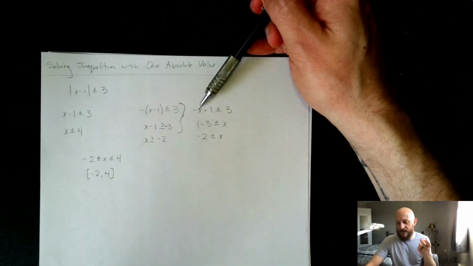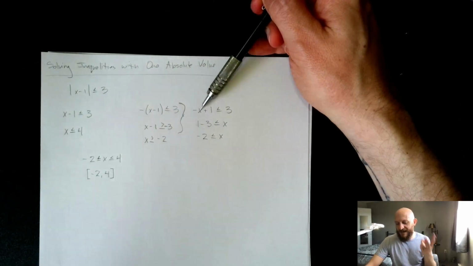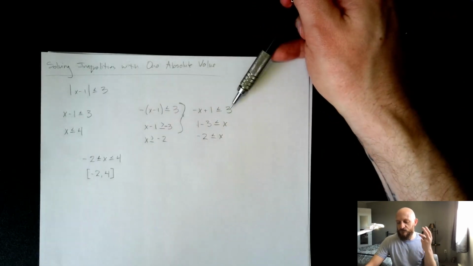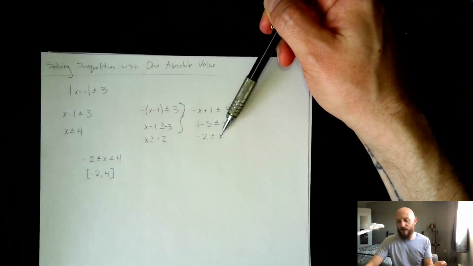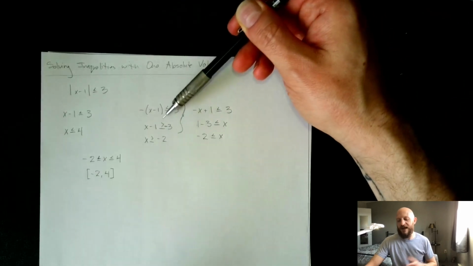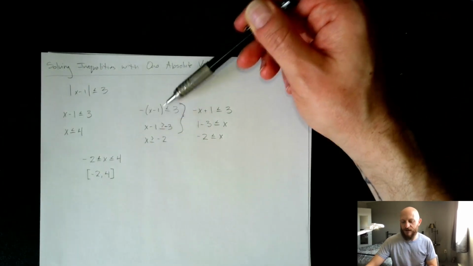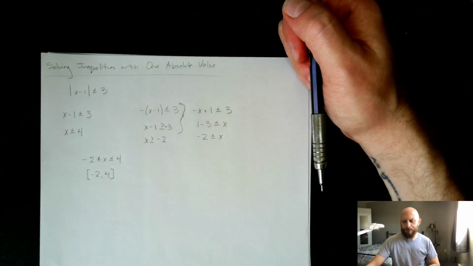1, you distribute the negative. 2, you have to add x to each side. 3, you have to subtract 3 from each side, and then you arrive at this solution. And we did that in fewer steps just by doing the multiplication and the division.